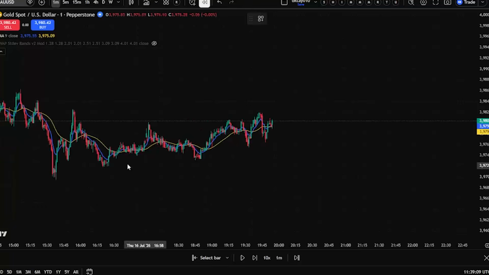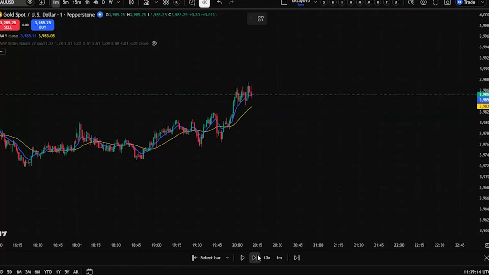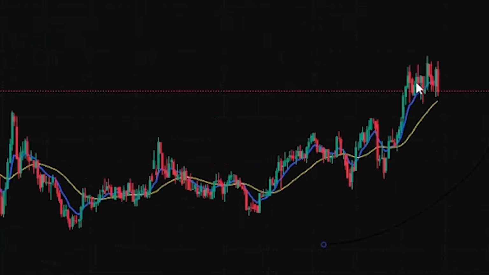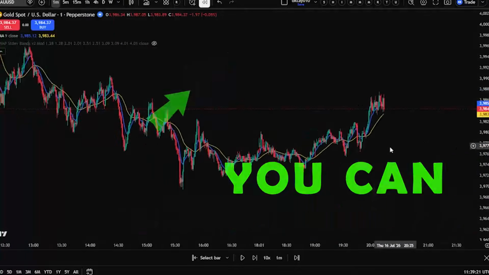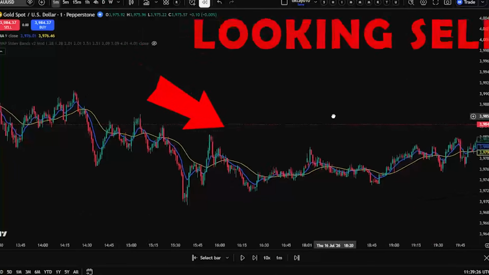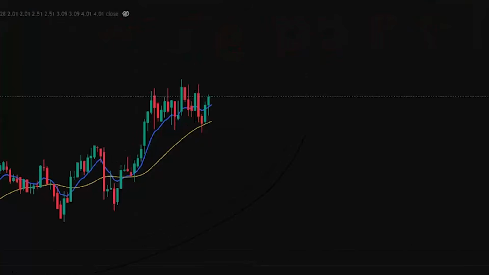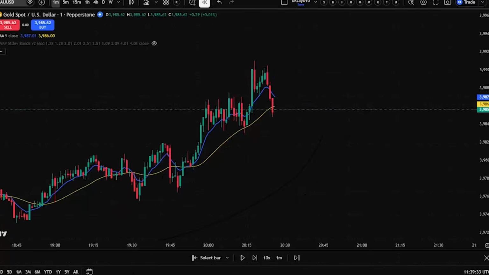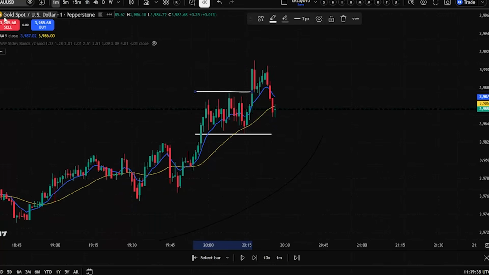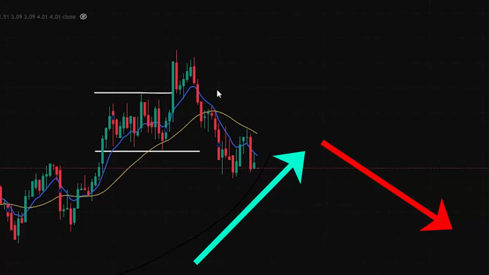Before we look at the results, let's understand why traders use EMA 9 and EMA 21 in the first place. The idea is simple. When EMA 9 crosses above EMA 21, traders are usually looking for buying opportunities. And when the 9 EMA crosses below the 21 EMA, they look for selling opportunities. Sounds simple, right? But here's the problem. Markets don't always trend. During a sideways move, EMA crossovers can create a lot of false signals. You get an entry, the market moves a little in your direction, and then suddenly reverses.